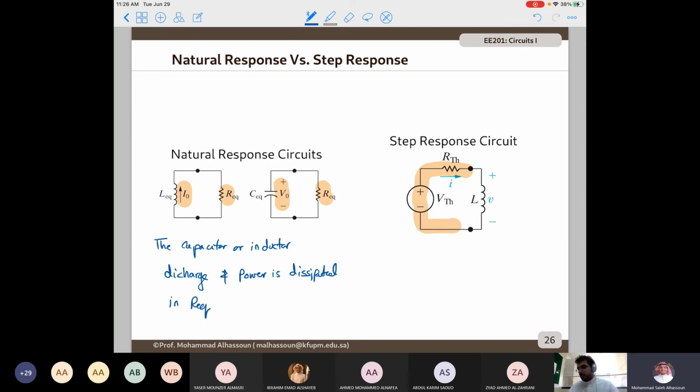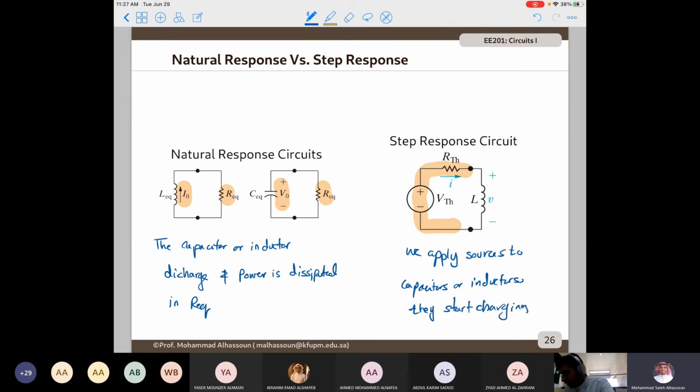So the discharge dissipates power and they are equivalent. Here we apply sources to capacitors or inductors. They start charging and storing energy.